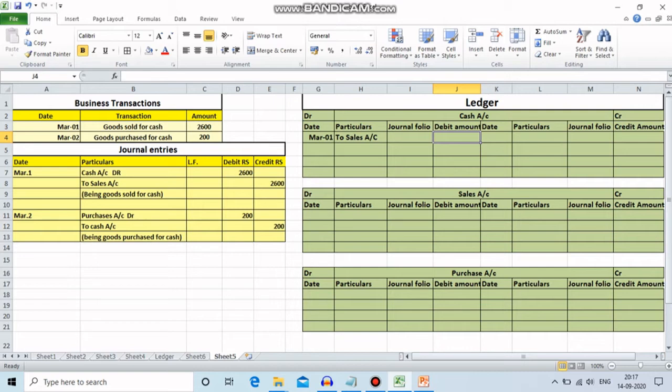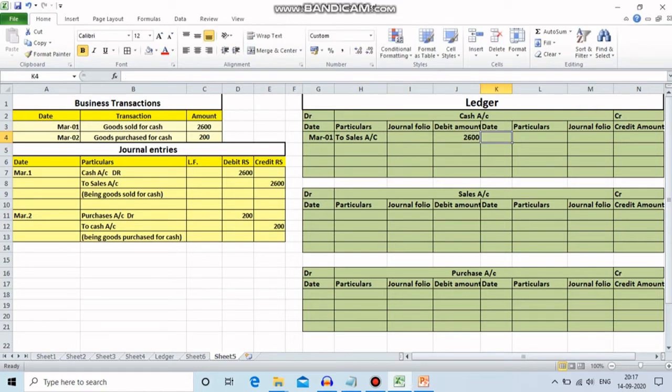The rule here is any account that is debited in the journal, it should be credited in the ledger. Sales is credited in the journal, so we are debiting it in the ledger. While mentioning any account on the debit side of the ledger, we should use "To" before the account name. Now we will mention the debit amount, that is 2600.